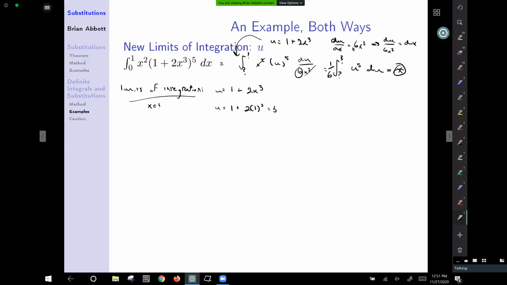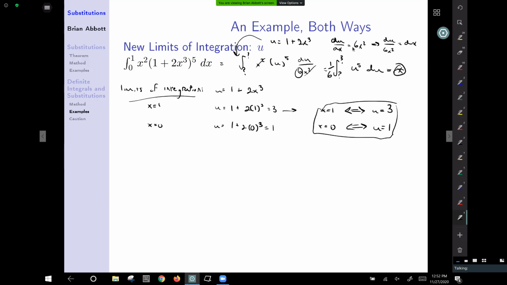That gives us 3. So this tells us that x equals 1 will be the same as u is equal to 3 under our substitution. And x equals 0 becomes u equals 1 plus 2 times 0 to the third power equals 1. So x equals 0, that is the same as u is equal to 1. And these are our new limits of integration here.